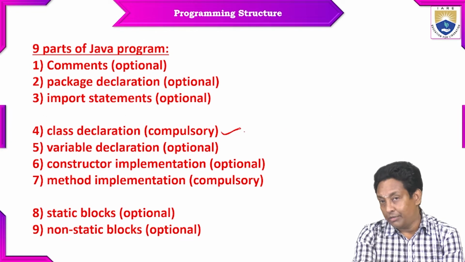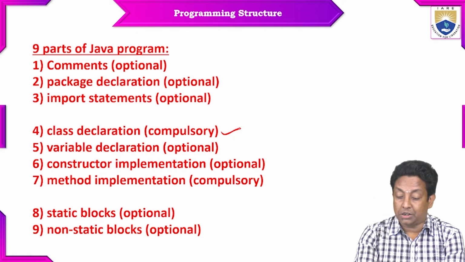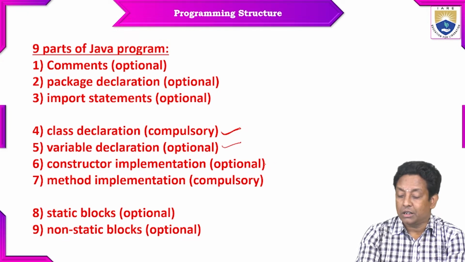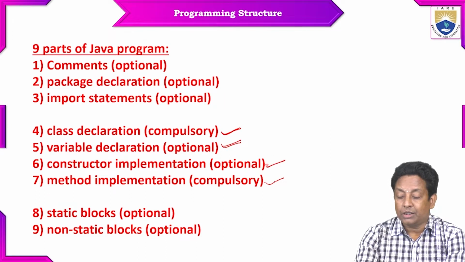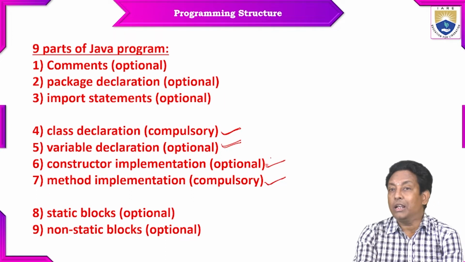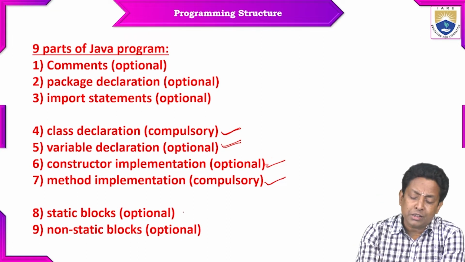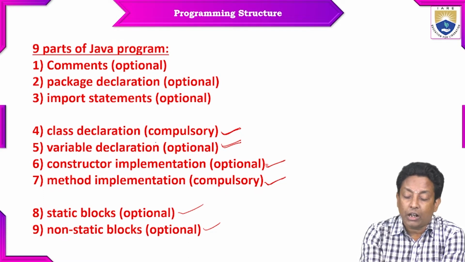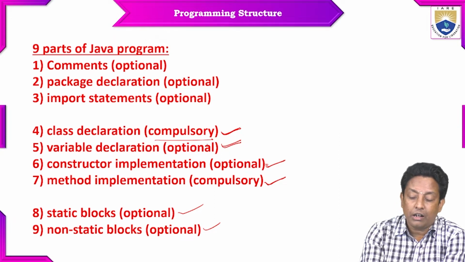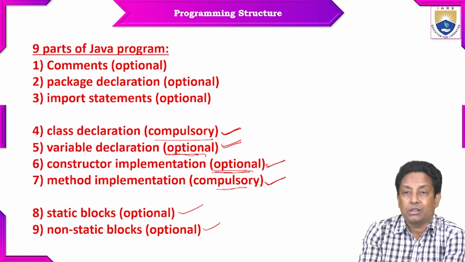In the class declaration, we mainly have 3 major constructs: variable declarations, constructor implementation, and method implementation. These 3 are mainly inside the class. A class also optionally contains static blocks and non-static blocks. If you want to write a class, we usually require variable declarations, and constructor implementation also usually exists. The variables are initialized in the constructor, and the variables are used inside the method.